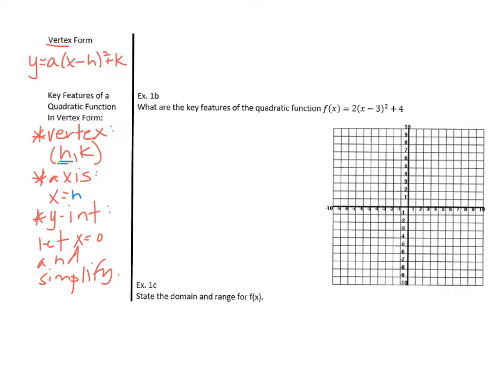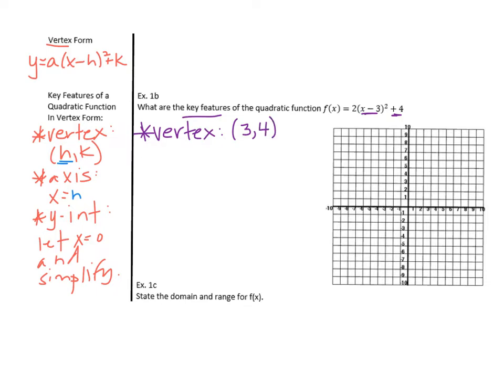It says, what are the key features for the quadratic function f of x equals 2 times x minus 3 squared plus 4? Now, instead of describing the transformation in words, we'll just use these key pieces of information on the left. The first thing we want to find is the vertex. And the vertex is found from translating 0, 0. It does say x minus 3 in parentheses. That means the vertex would translate 3 units to the right. And then plus 4 after means it would go up 4.